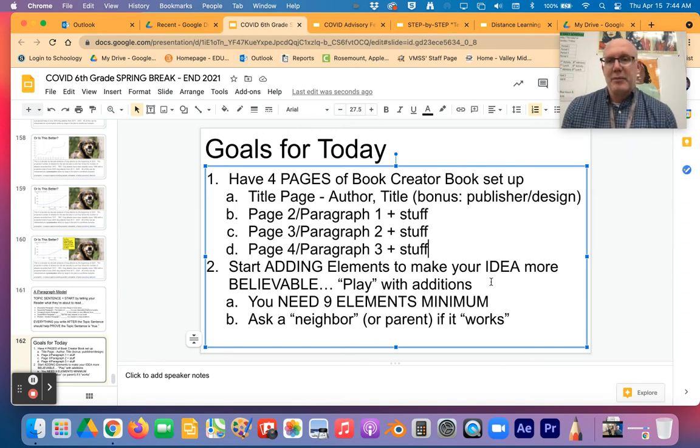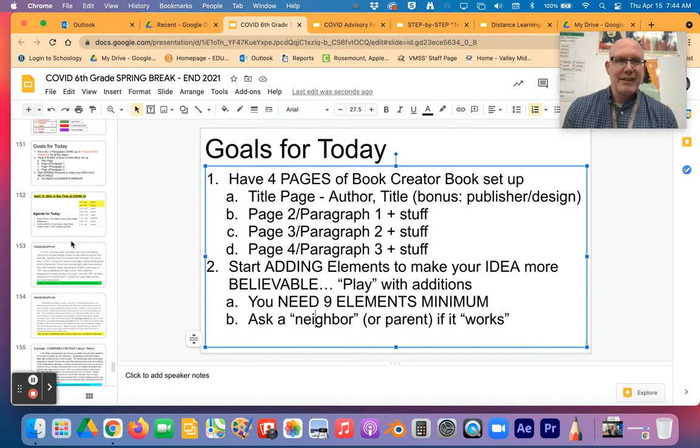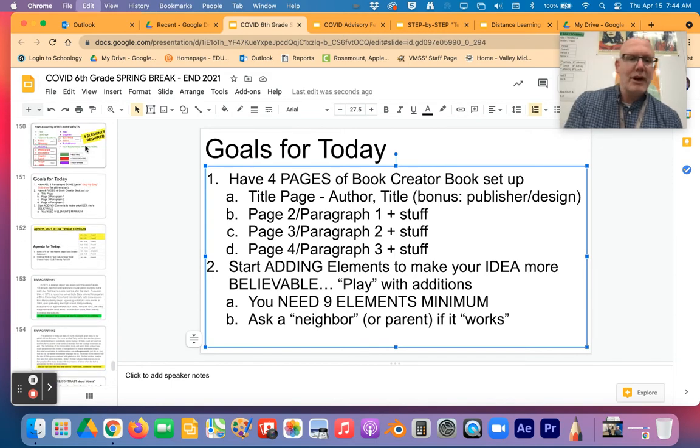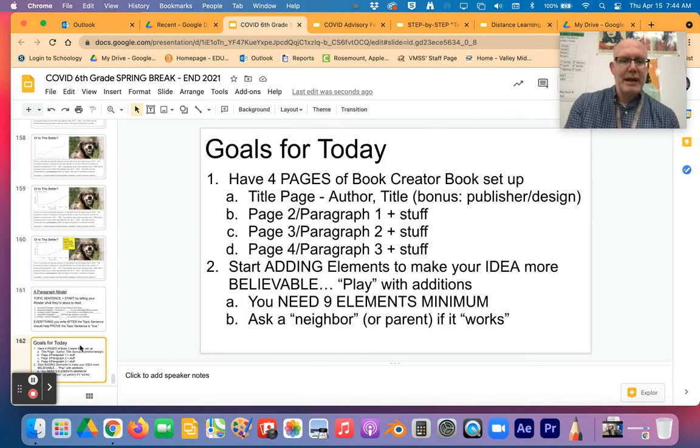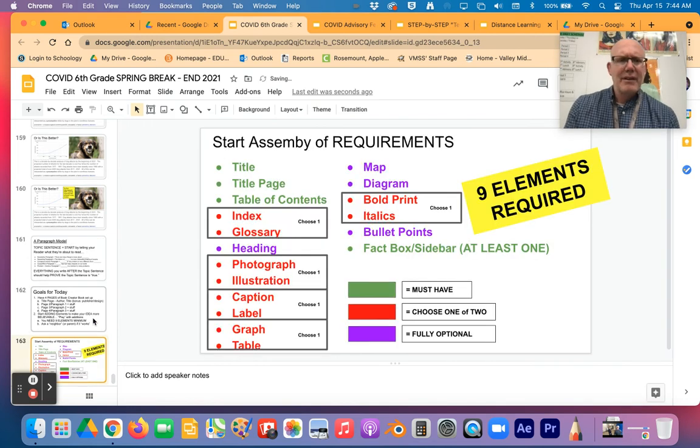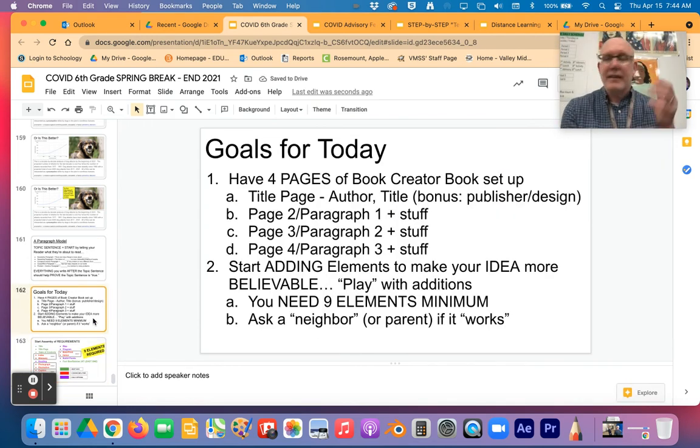Now, start adding elements to make your idea more believable. Play with those additions. That's that stuff. And here's what I would say: you need nine elements. If you are struggling with whether something works, this is where you use your audience. Ask someone, does this make this more believable? And they say maybe change it or lose it. Or ask an adult if you're at home. So everyone, there you go. Have some fun with this.